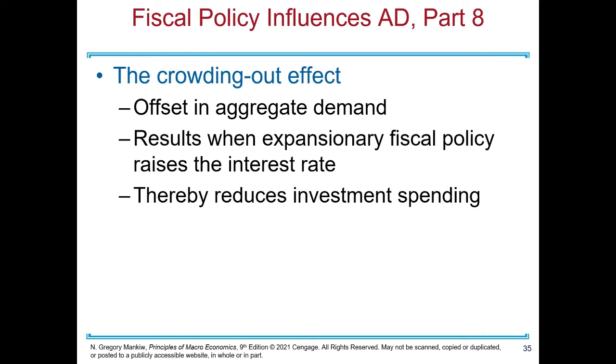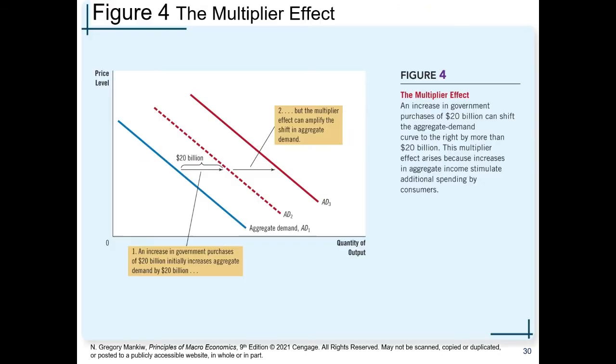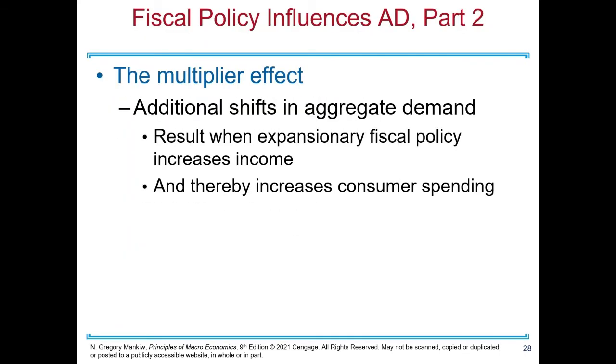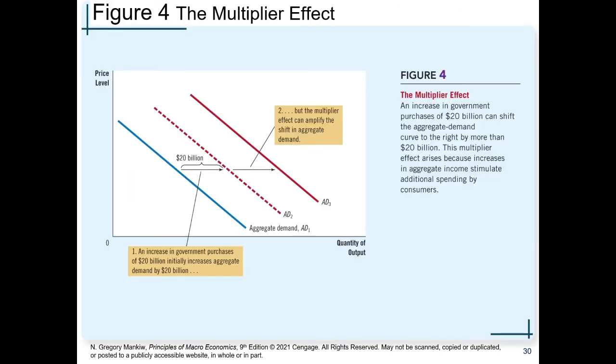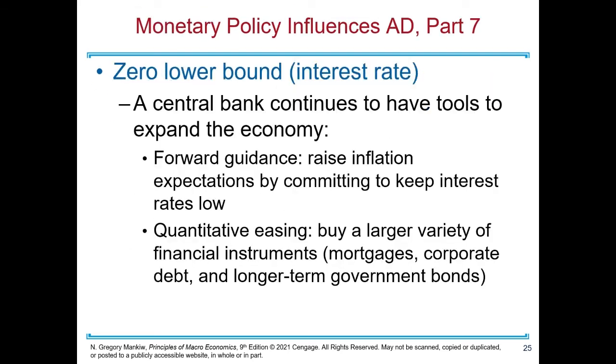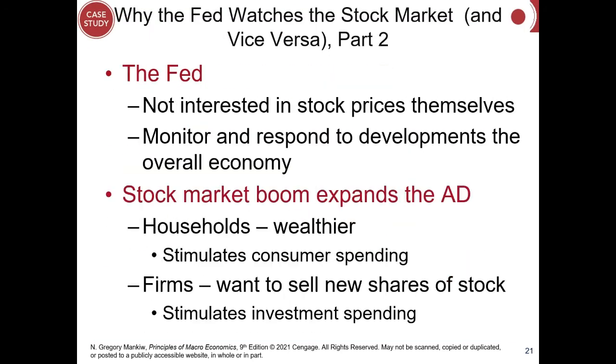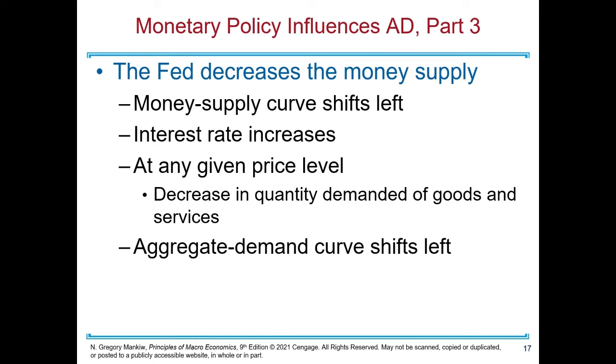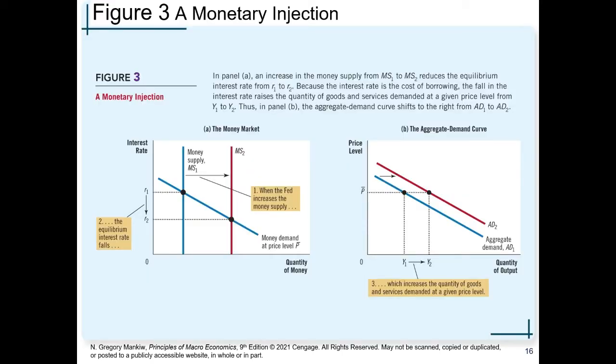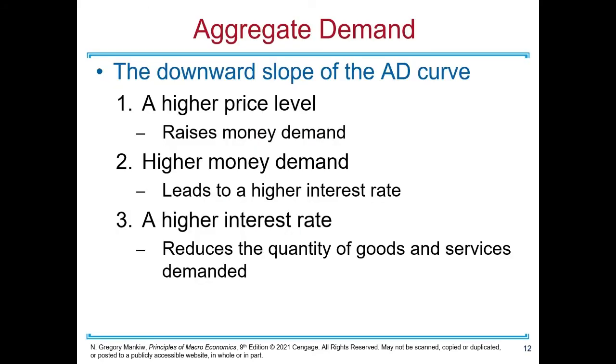It's possible that the crowding out effect is large enough that the AD shift is less than 20 billion. It's less than what the government spent. That's a big deal. And I'm going to slide back to the page to show what I mean. Not this one. We want even further back, actually.